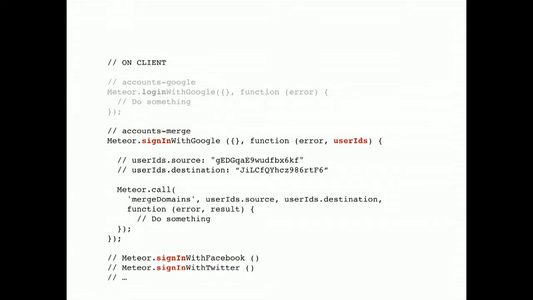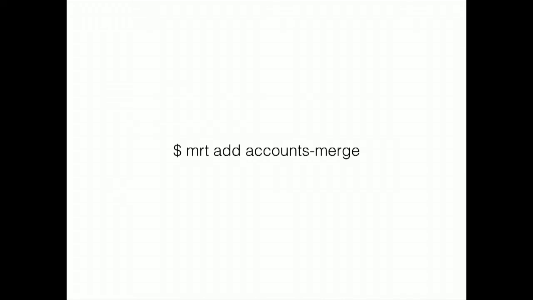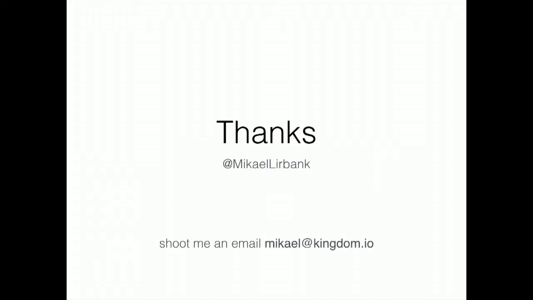I created a call to the back end where I just send source and destination and bring it together. On the server side, I just change owner from the source to the destination in the collection, and that's done. This is what you can do soon once I release it, hopefully today or tomorrow or later this week. Thanks.